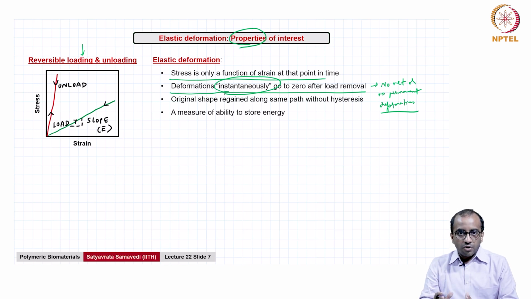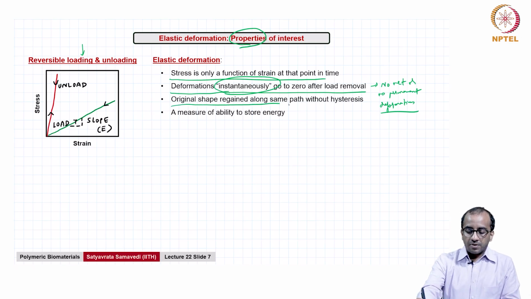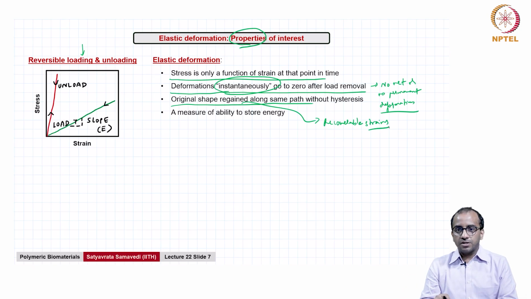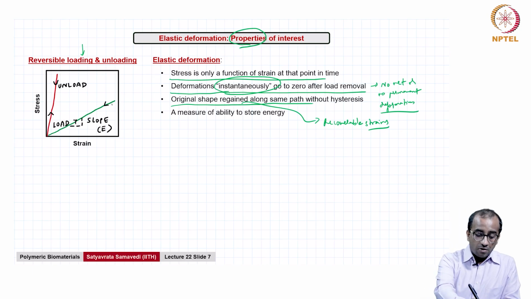But this is again an important point to keep in mind, that this is true only for purely elastic systems where the deformations instantaneously go to 0 after the load is removed. And of course, the original shape, the ability to recover shape, occurs along the same path. So, if I load the material this way, if I let go, it is going to come back exactly the same way. Load the material this way, it is going to come back this way.